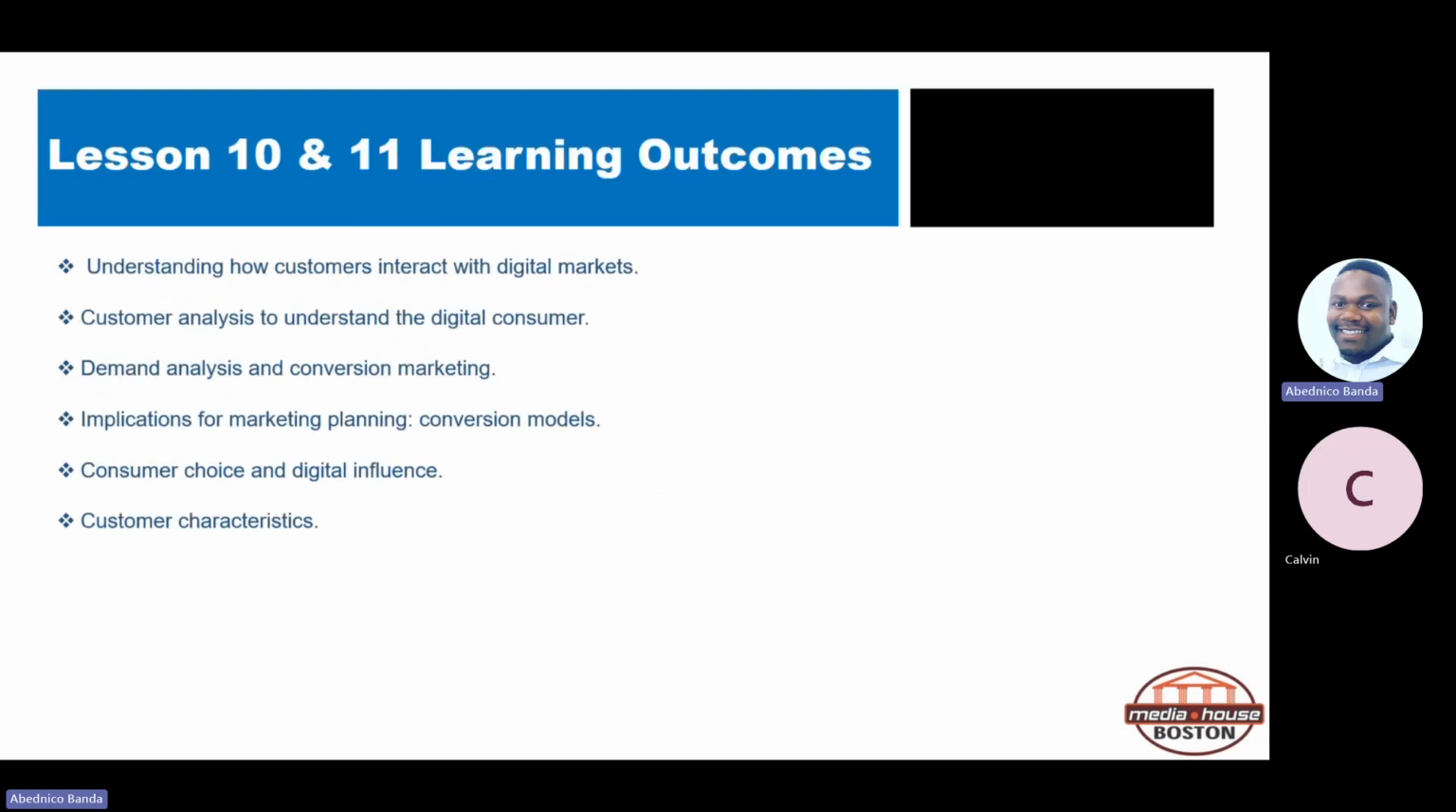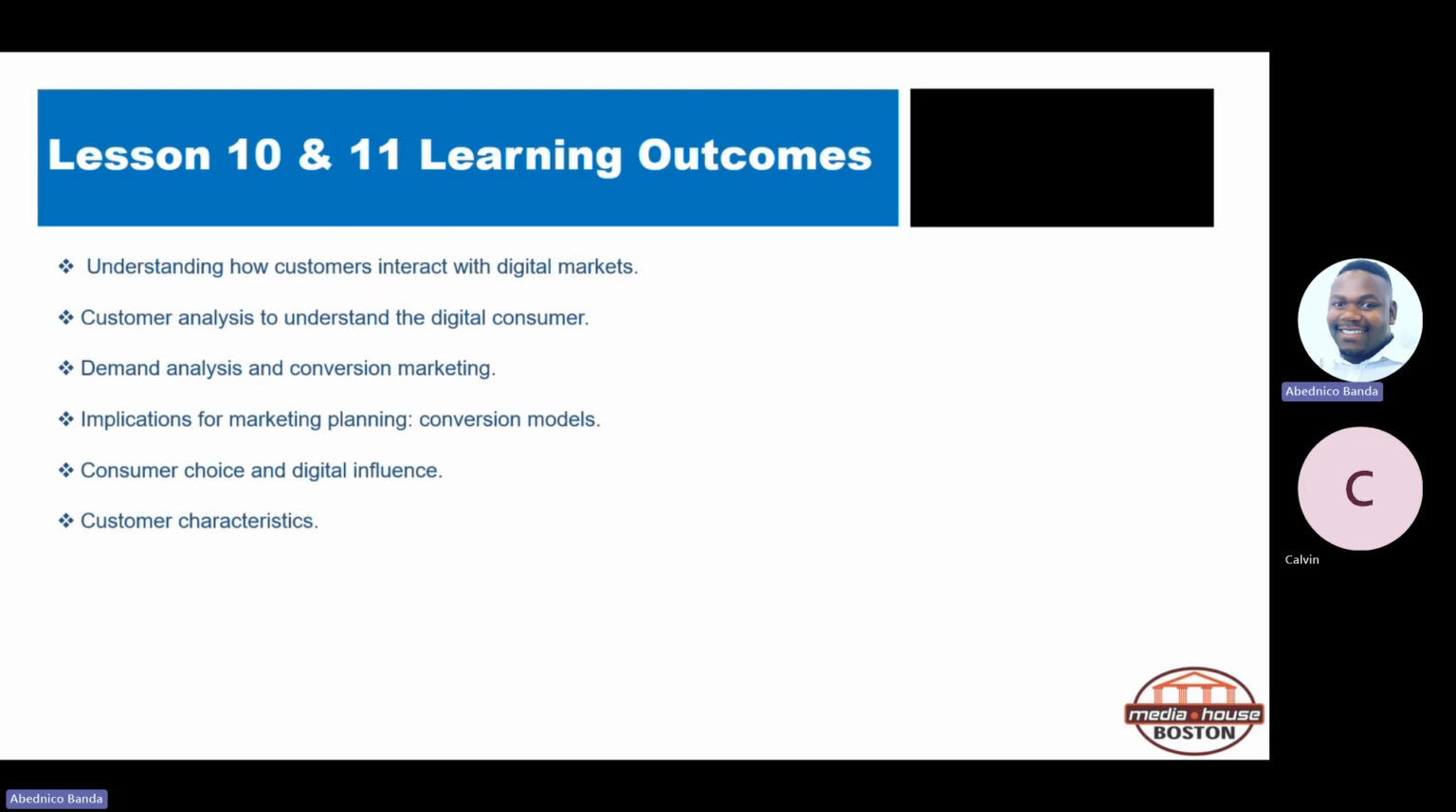So meaning that at the end of this lesson, you need to understand how customers interact with digital markets, which is very crucial to digital marketing. Because how are we going to have campaigns if we do not understand the ways in which customers interact with digital markets?